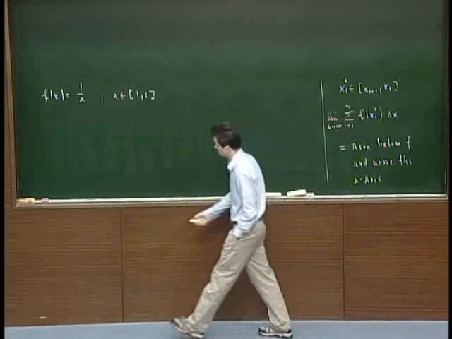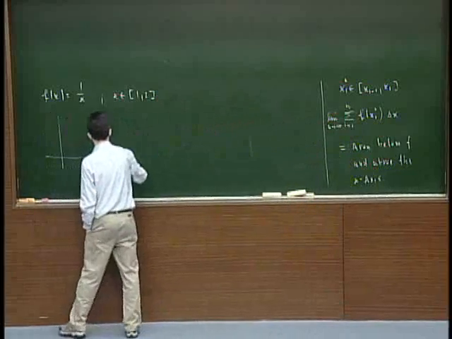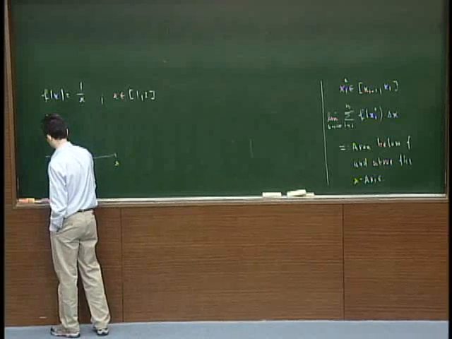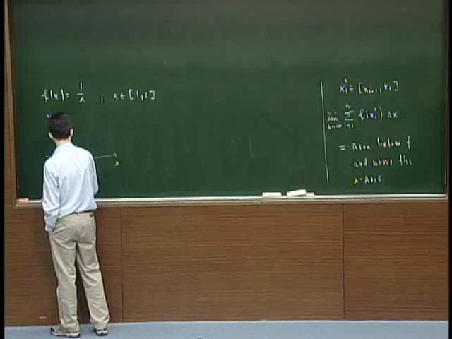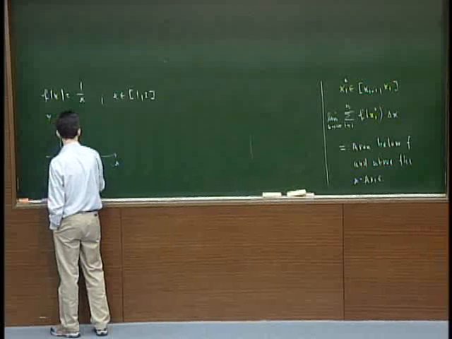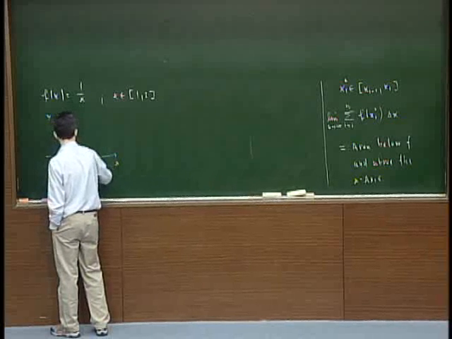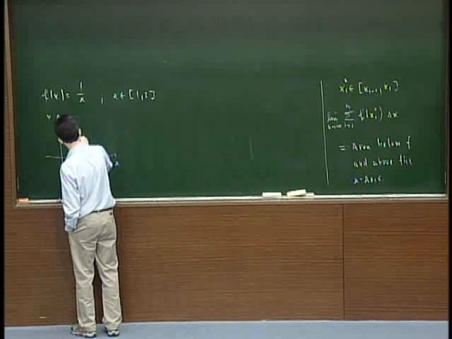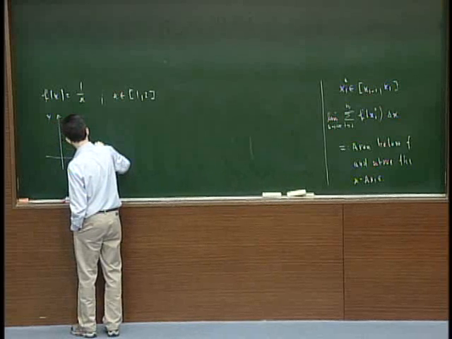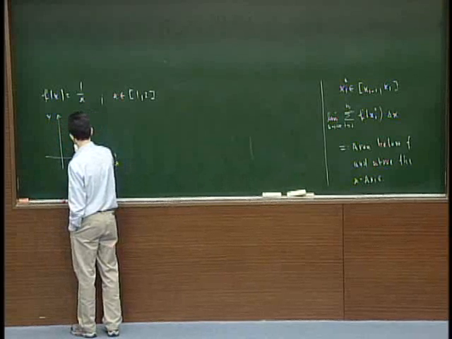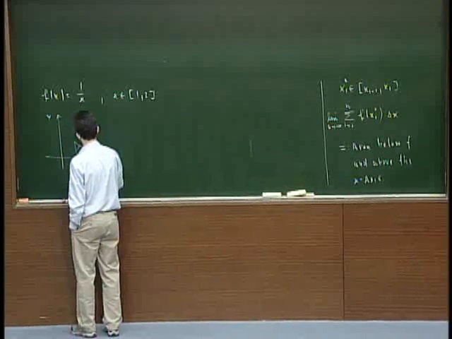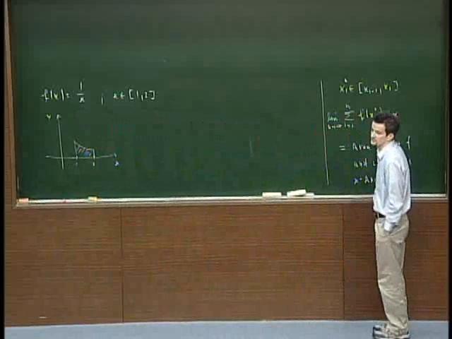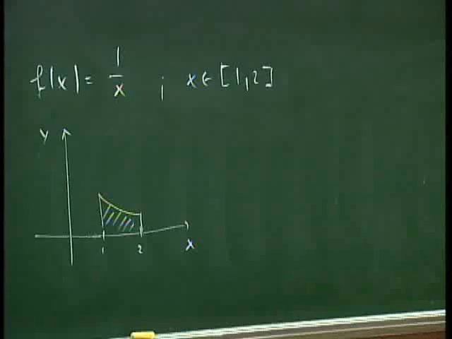So in this case, if we plot the situation, so our function, only from 1 to 2, our function looks like this, decreasing. And what we want to do is compute this area.